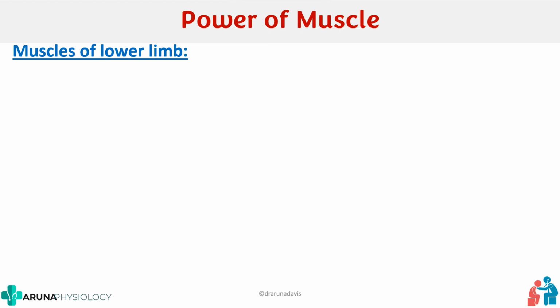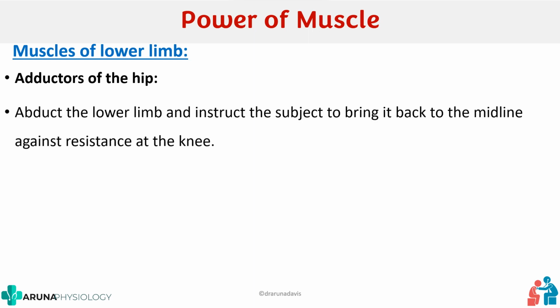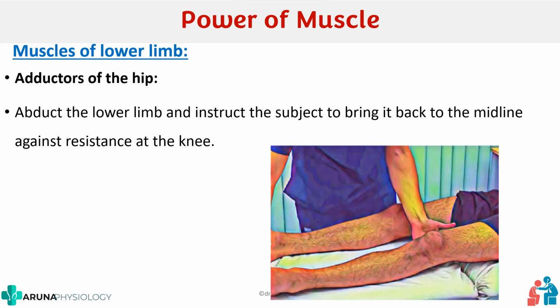Next, we've got adductors of the hip. Now this is quite simple. Adduction means you're going to ask the subject to move the lower limb towards the midline. So you ask the subject to move the limb towards the midline, but you will apply resistance. Okay, so see here, the subject is trying to move it to the midline, but you are trying to give the resistance. So basically we are trying to abduct it. So abduct the lower limb and instruct the subject to bring it back to the midline against resistance at the knee joint. So here you apply resistance at the knee joint and ask them to bring it back to the midline. So that will test adductors of the hip.